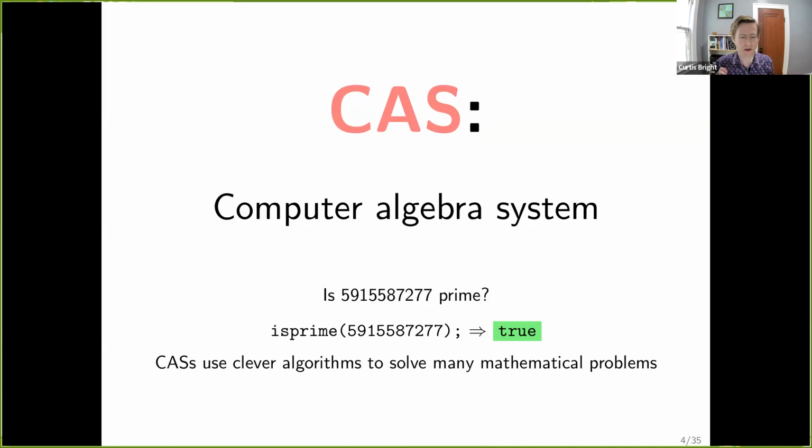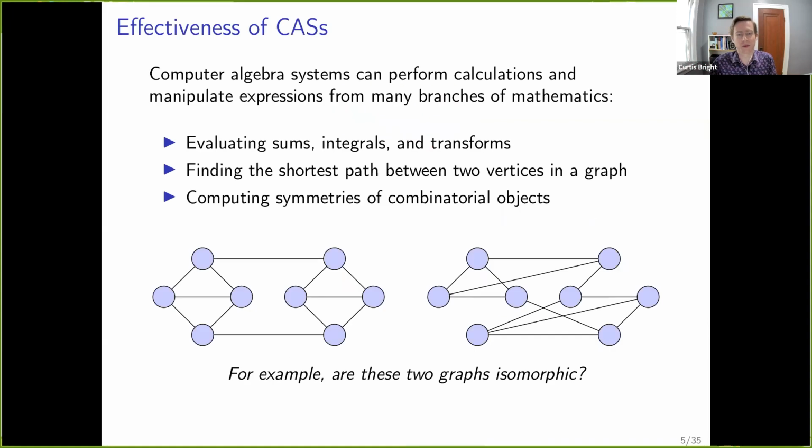This is a prime number, and it's not going to just try every possible trial divisor. It has an efficient, clever algorithm for testing primality. This is just one example. There are so many functions in computer algebra systems like Maple from many branches of mathematics.